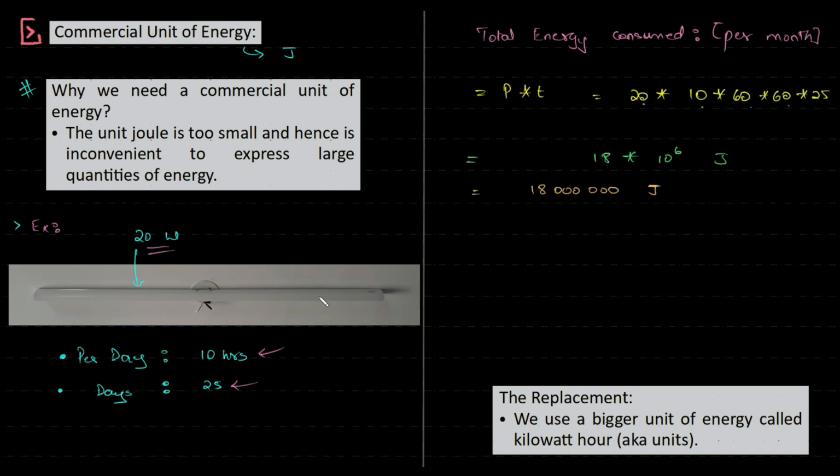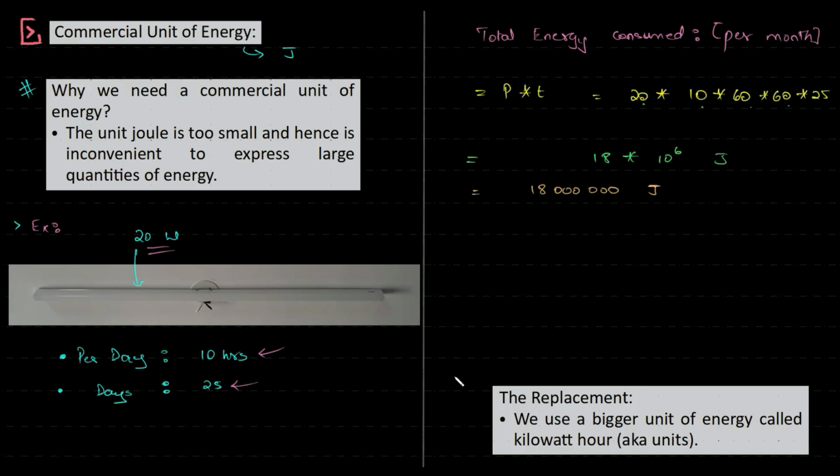So expressing the energy consumption of this bulb, of this LED, is not feasible. Can you see that? A single LED itself. Think about all of them put together. It is not convenient. The unit of joule is too small and hence inconvenient. It's not convenient to express a large quantity, and this is a large quantity for a single tube, a single LED. Think about all the other things that we use in our day-to-day lives.